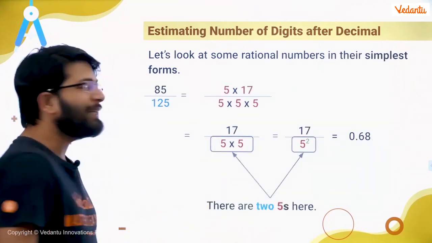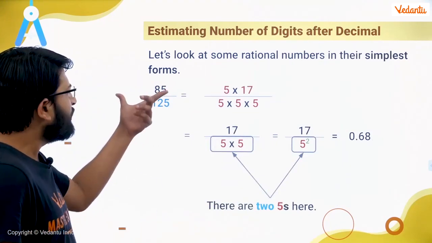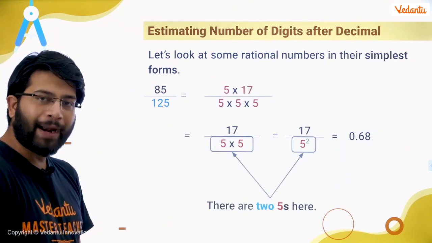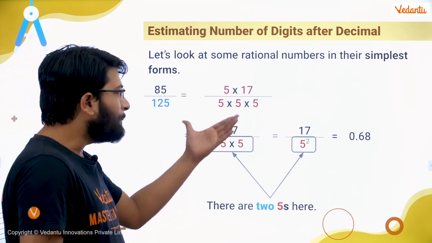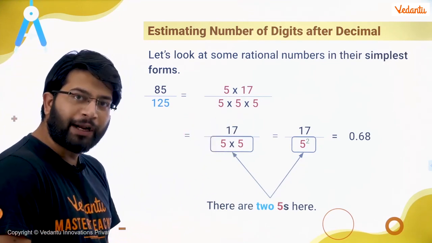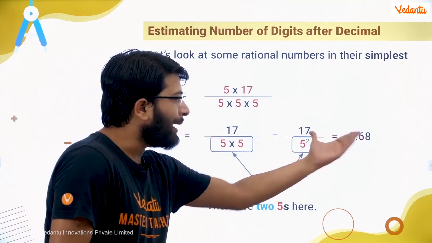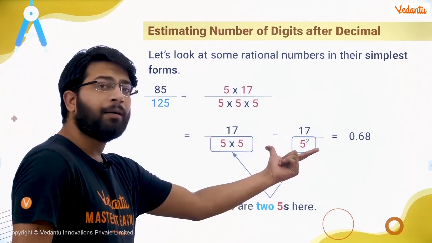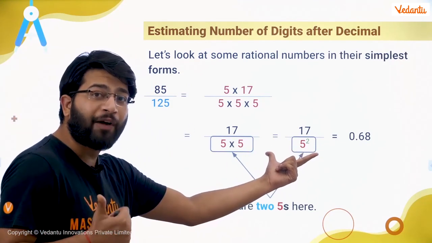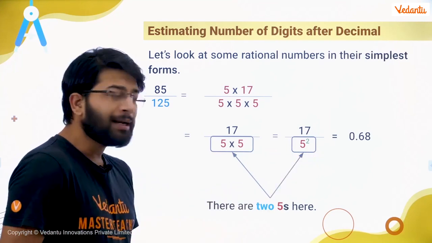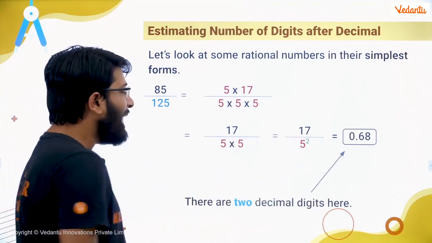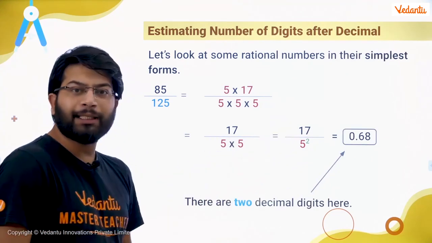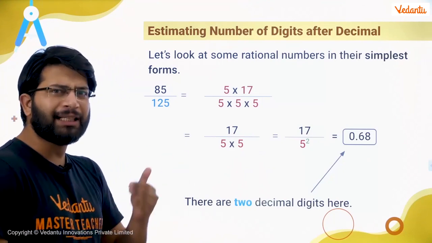Now guys, let's see one more example. 85 upon 125, right, champ? What do we do? Simply cancel out the common factor. We are getting 0.68. Now we can see here the power of 5 is 2, and there are 2 decimal digits here. So some relation is there.